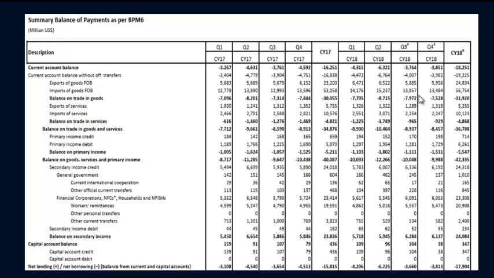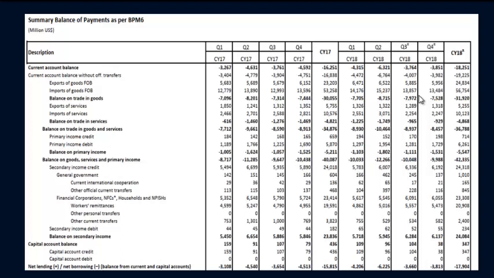Then we get the primary income credit and primary income debit. So primary income credit is 659. This is what Pakistani nationals earned by working for foreign companies while staying here. And then primary income debit is what we paid to foreigners for their services. And so that is another negative 5 billion. Balance on goods, services, and primary income is around minus 40 billion.